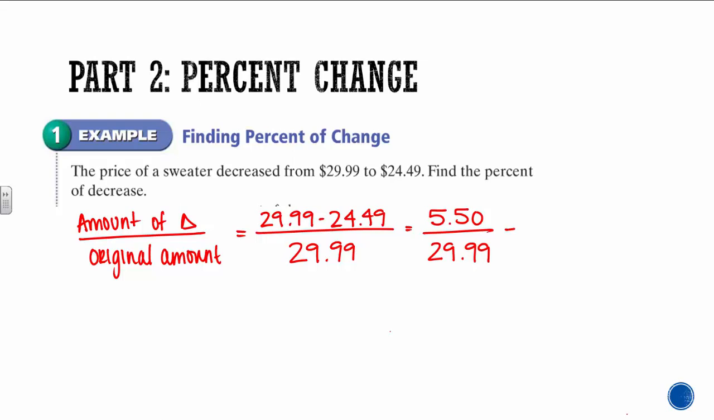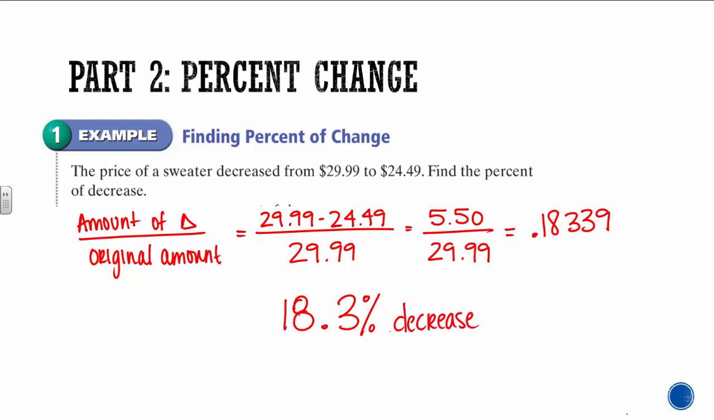And we get 0.18339 in our calculator, but we want to turn this into a percent. So what percent did it go down? Well, remember we moved the decimal over twice, so about 18.3% decrease. So that means that the price went down about 18%.